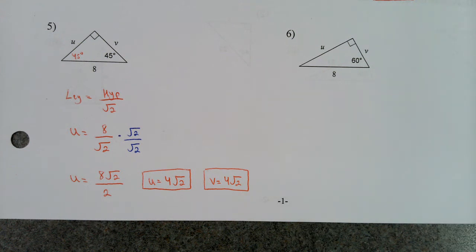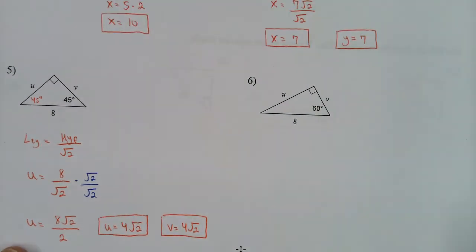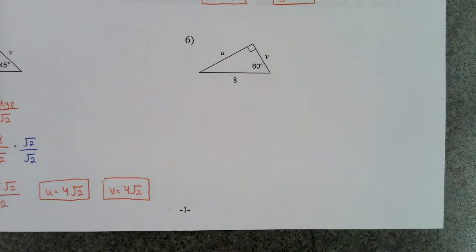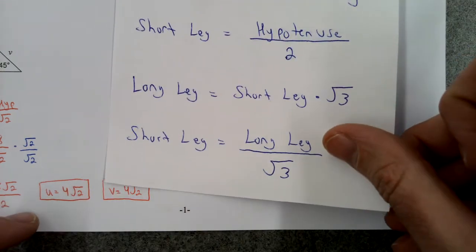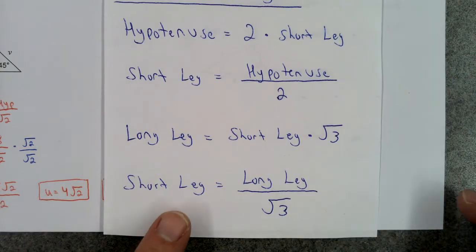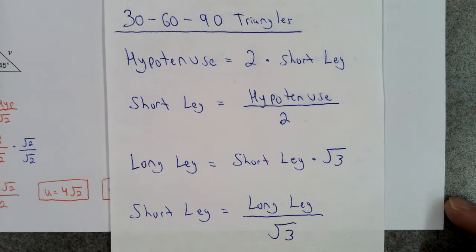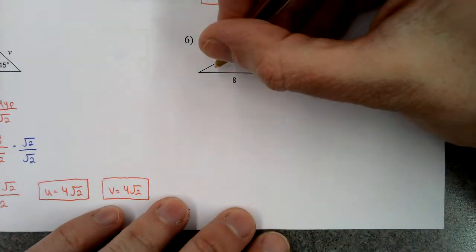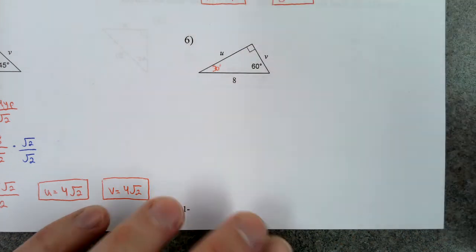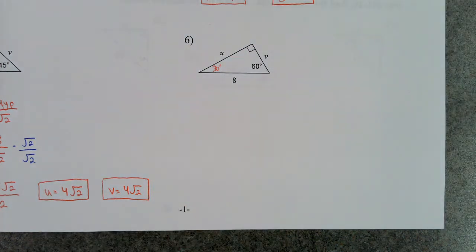So 1 through 5 are 45, 45, 90 triangles. Numbers 6 through 10 are going to be the other special triangles, 30, 60, 90. So number 6, this is the other special triangle. So again, there's 4 formulas. You want to have that out to the side somewhere. Let's label the missing angle as 30. And let's go.